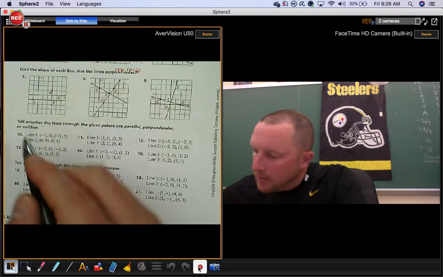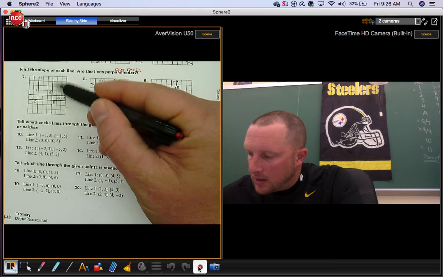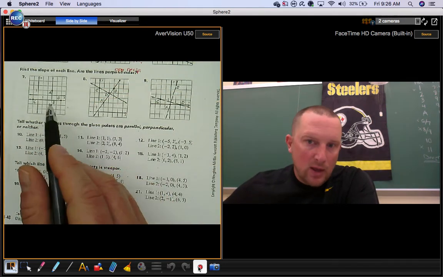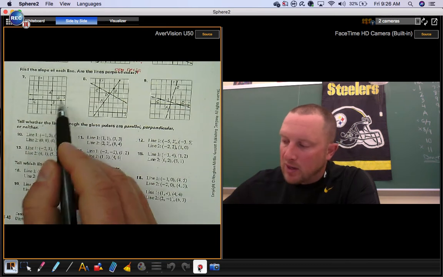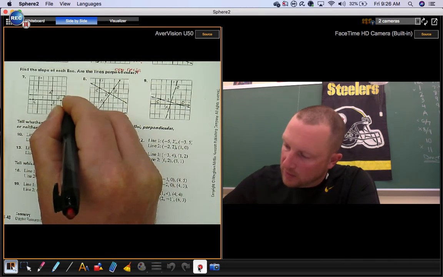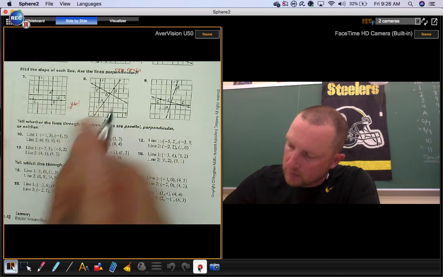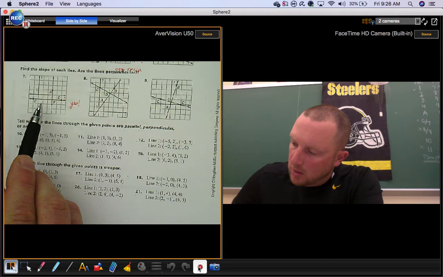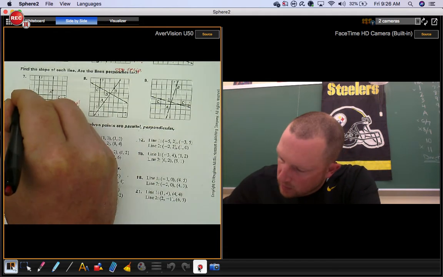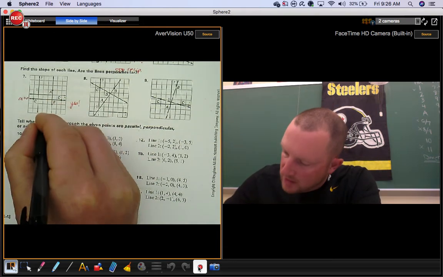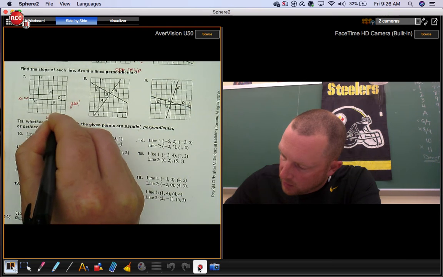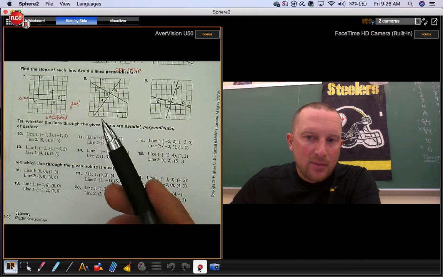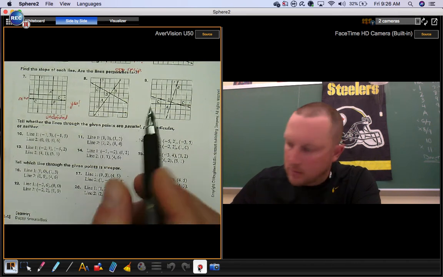So here's number 7. I have a vertical line here, and I have a horizontal line here. We have a postulate that says when you have a vertical line and a horizontal line, they are perpendicular. So you didn't need to do any work there, but you could have. Horizontal lines have a slope of 0. Vertical lines have an undefined slope. So you can't really compare undefined with 0 mathematically. That's why we have the theorem.